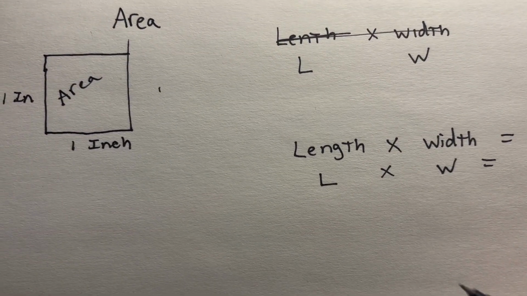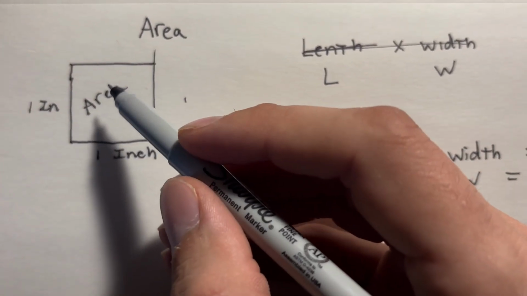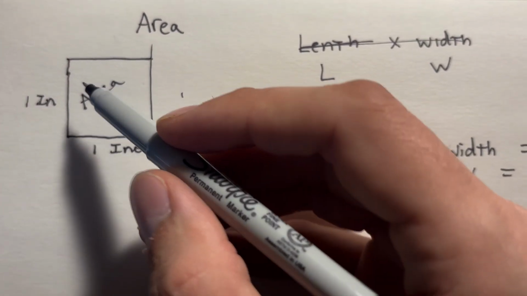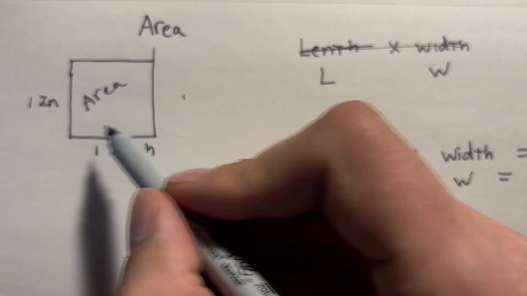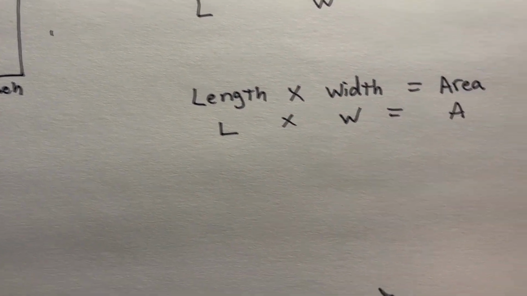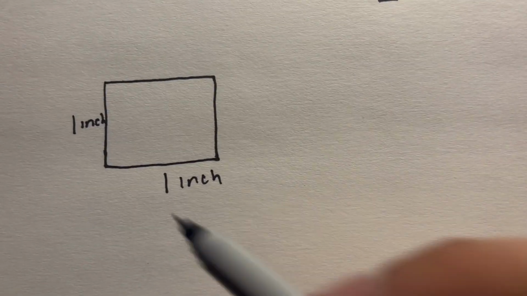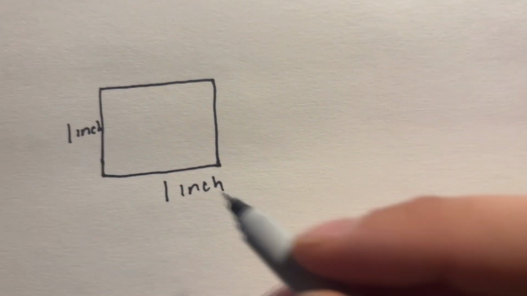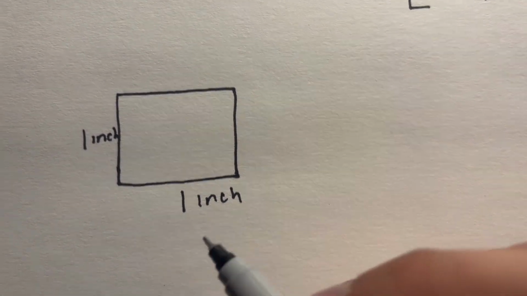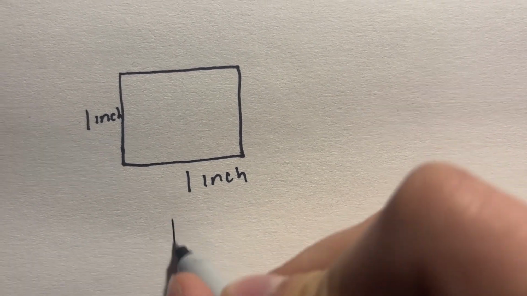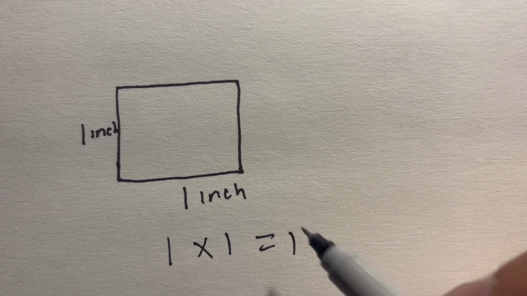Working with geometry, we want to figure out how much space is in this, and you use the mathematics based on the perimeter of the 2D object, the length and the width. And so length times width equals the area. So it's 1 inch by 1 inch. So 1 times 1 equals 1. So this is 1 square inch.